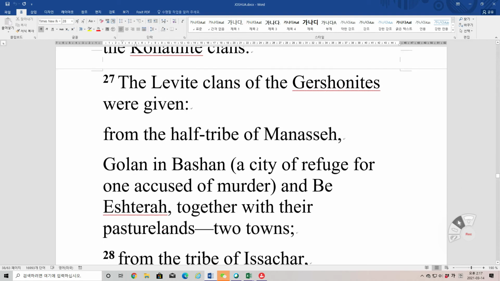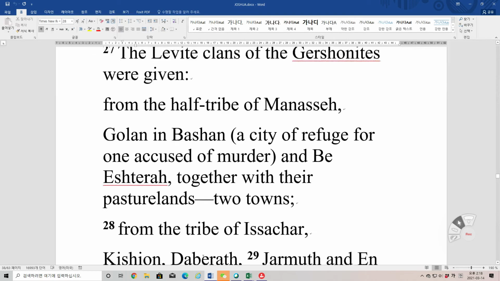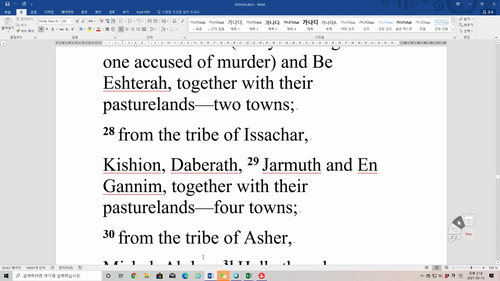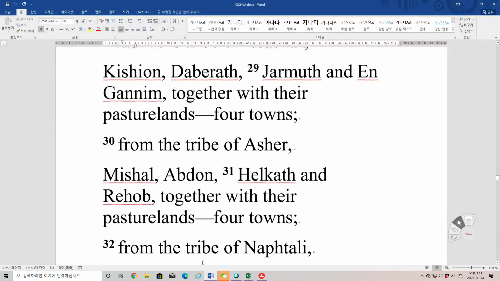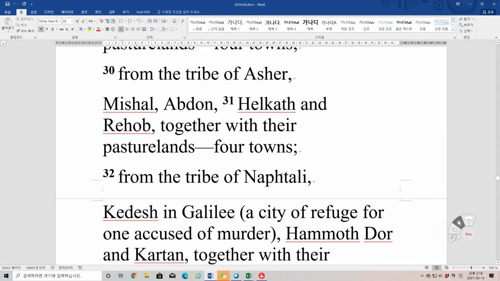The Levite clans of the Gershonites were given from the half-tribe of Manasseh, Golan in Bashan, a city of refuge for one accused of murder, and Be Eshterah, together with their pasture lands, 2 towns. From the tribe of Issachar, Kishion, Daberath, Jarmuth, and En Gannim, together with their pasture lands, 4 towns. From the tribe of Asher, Mishal, Abdon, Helkath, and Rehob, together with their pasture lands.